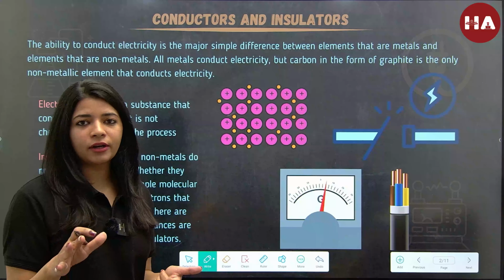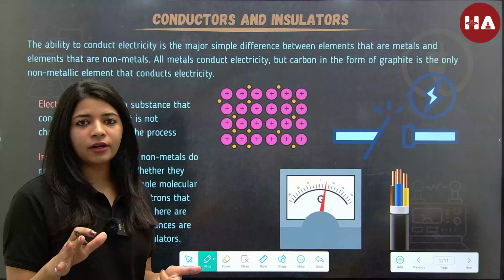Why? Because it has a structure that allows it. We have discussed the structure of graphite, diamond and silicon dioxide in the previous chapters, so you can go and check that out. In that we understood that the graphite structure is such that it has layers, and then there are delocalized electrons due to which it can conduct electricity. Now let's quickly define what conductors and insulators are.